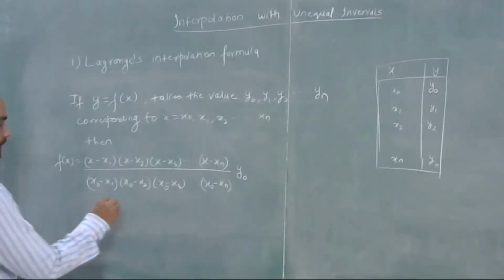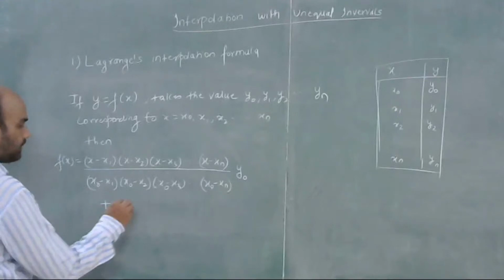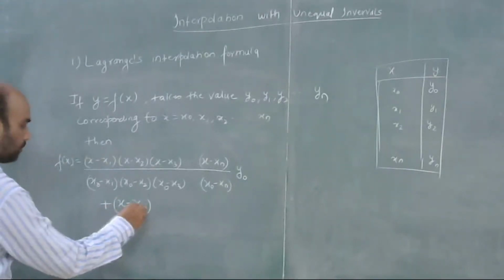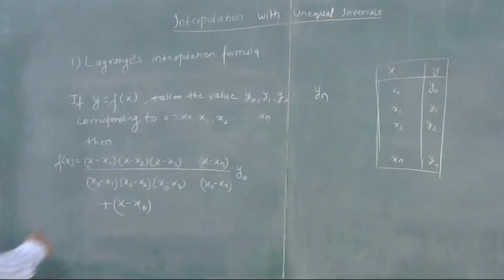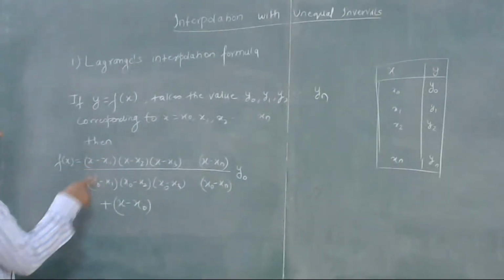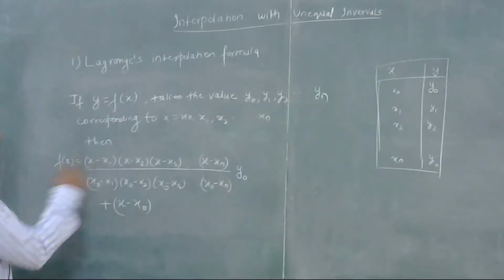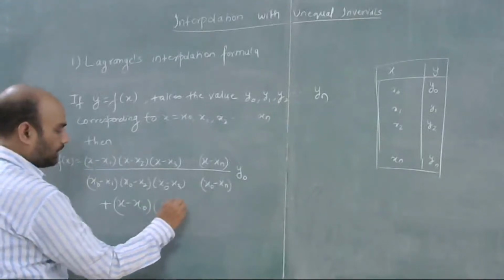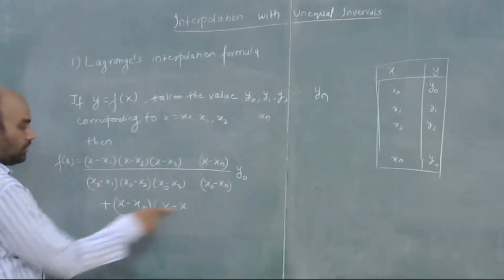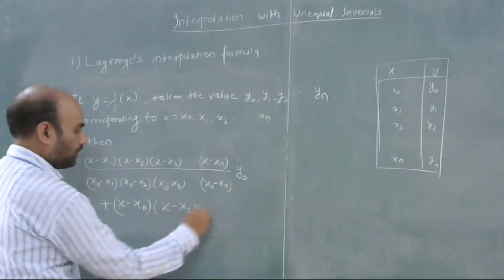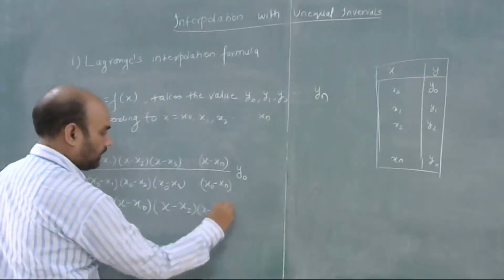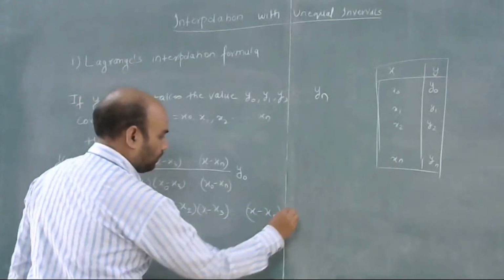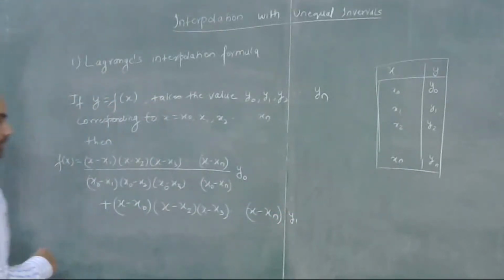Next, the next term will be for x1. We can't write x minus x1 in the numerator's place of x0's term, as it corresponds to x0, so that factor is skipped. The next term will be (x minus x0), then skipping x1, (x minus x2)(x minus x3) up to (x minus xn), all multiplied by y1.